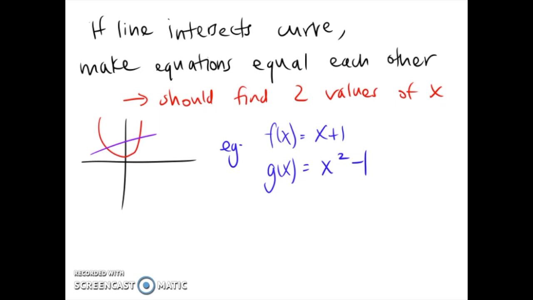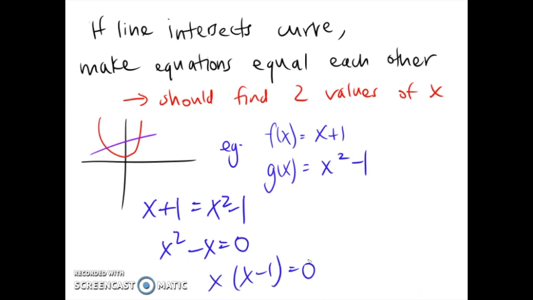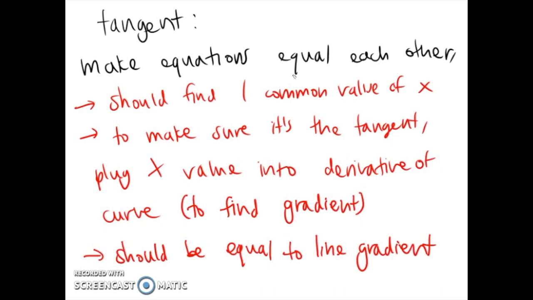So here's an example. If f of x equals x plus 1, which is the line, and g of x equals x squared minus 1, which is the curve, then if you make them equal each other, x plus 1 equals x squared minus 1. And you would just get a quadratic and find two values of x, being x equals 0 and x equals 1. So that means they intersect because, as you can see from this diagram, there are 2 points that intersect.